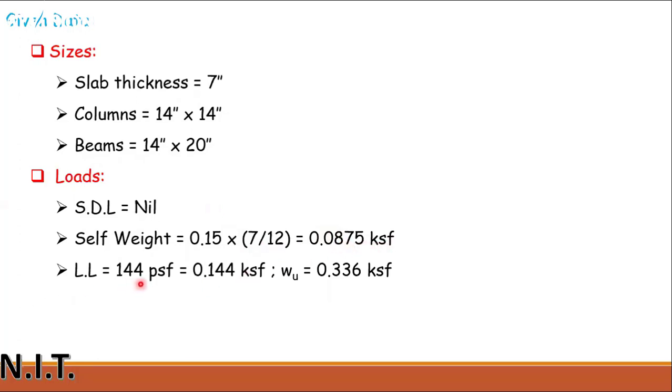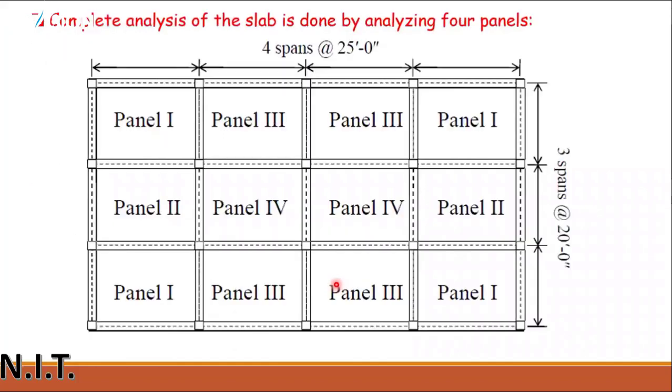Live load is 144 PSF, which is given. So if I want to convert it into KSF, this will be equal to 0.144 KSF. And Wu for this question, that is total Wu, equals 0.336 KSF. Clear? Let us name these panels.